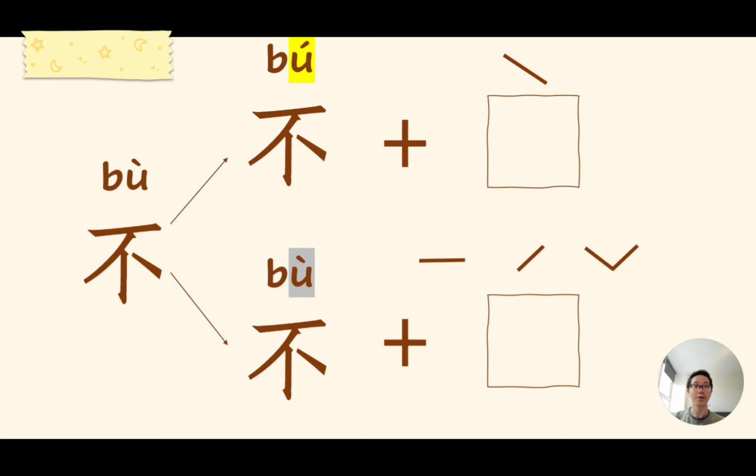Because there are a few tone change rules for the adverb 不. If there is a Chinese character with a fourth tone, falling, after 不, the tone for the character 不 has to be changed into the second tone. 不是, 不是. If the second Chinese character has the first, second, or third tone, the 不 keeps the original pronunciation, fourth tone. For example, 不吃, 不学, 不想.